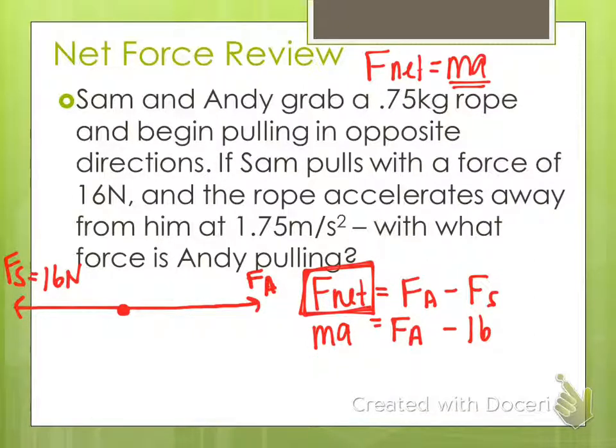Okay, so now we've got a few different variables. Do we have some variables that we can plug in? Do we know the mass of our system? Yes, we do, 0.75 kilograms. Do we know the acceleration of our system? Is our acceleration going to be positive or negative? It's going away from him, but which direction did we choose his force to go? We chose his force to be negative, which means the acceleration would be positive. So here we're going to plug in a positive 1.75. If we had chosen his force to go to the right, then our acceleration would be negative.